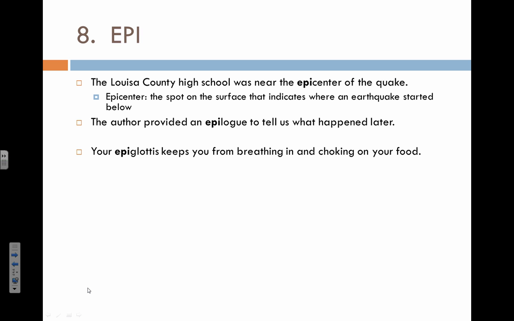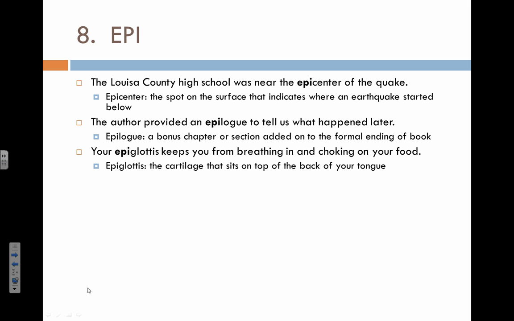Let's look at the definitions and see what they have in common. An epicenter of an earthquake is a spot on the surface that indicates where the earthquake or the rupture started below the earth. So it's on top of the soil or on top of the map that indicates where the rupture happened below. An epilogue is a bonus chapter or a section added on to the formal ending of a book. It usually tells you what happened later, if the author thinks readers would want to know. A good example of this is in the Harry Potter books: at the end there's an epilogue that shows Harry and Hermione and Ron as adults.